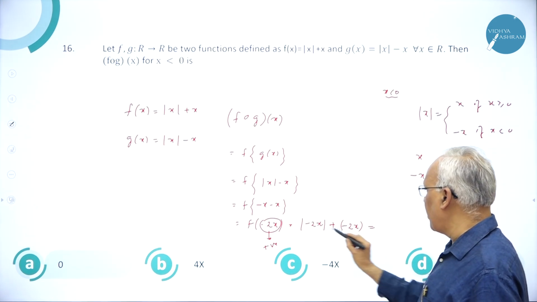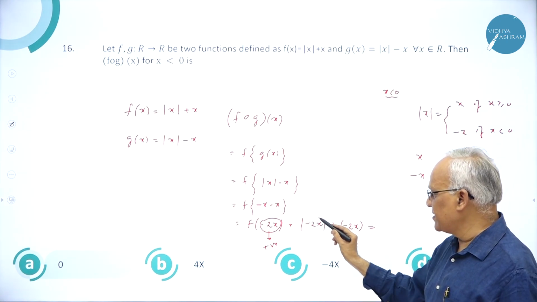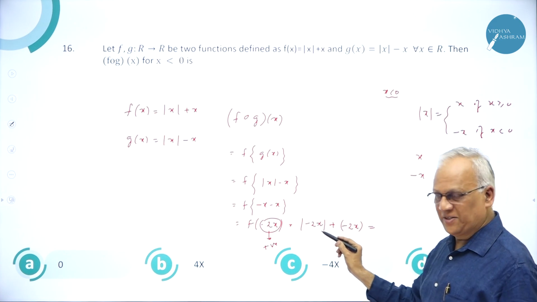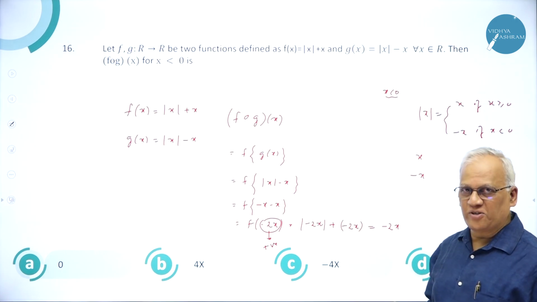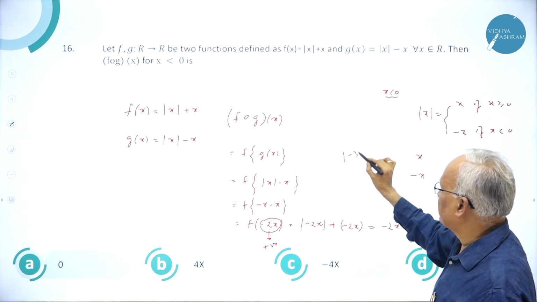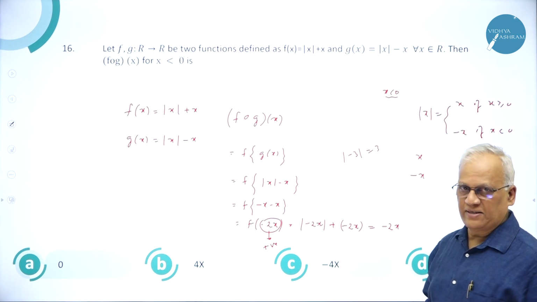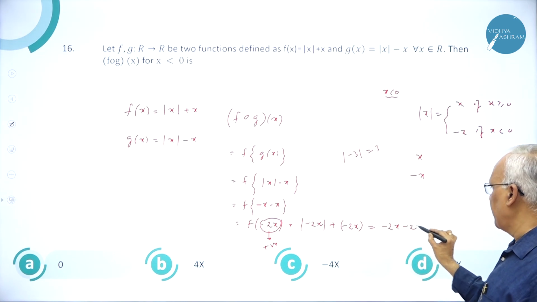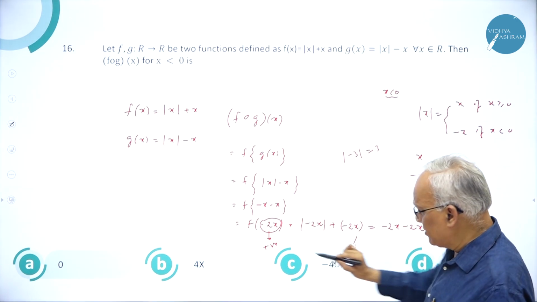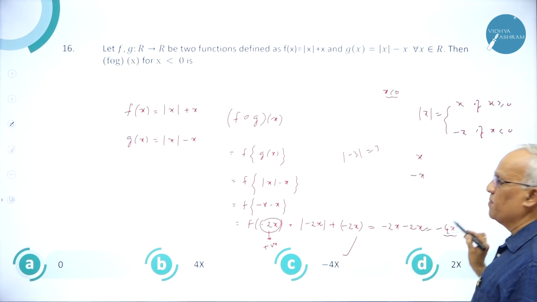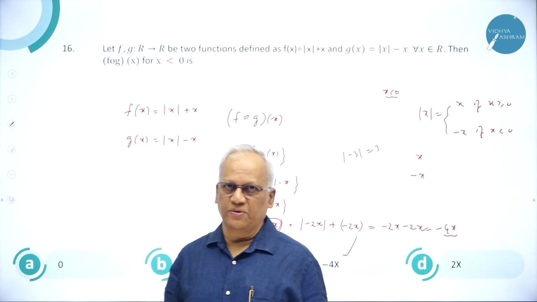Now tell me, what is mod of minus 2x? You know minus 2x is positive because x is negative. So you have to write minus 2x as it is. Usually you write 2x. That is wrong. Usually, suppose I ask you mod of minus 3, then you write 3. Same way you can't write here, because minus 2x is positive because x is negative. So minus 2x plus minus 2x is equal to minus 4x. Generally we go for the answer 0, but this is the correct answer, minus 4x. So be careful with the definition of absolute value. Okay, go to the next question.